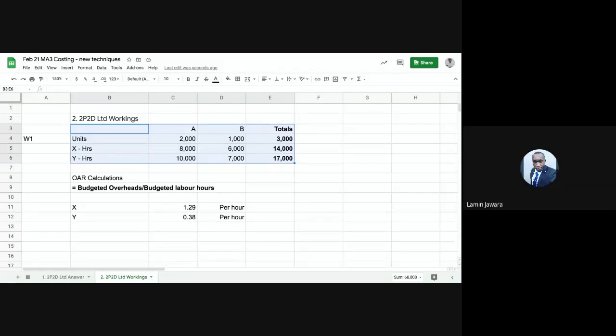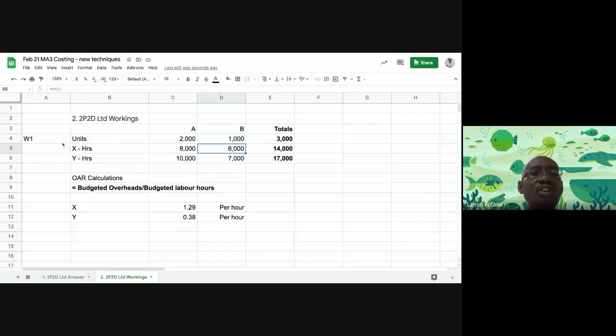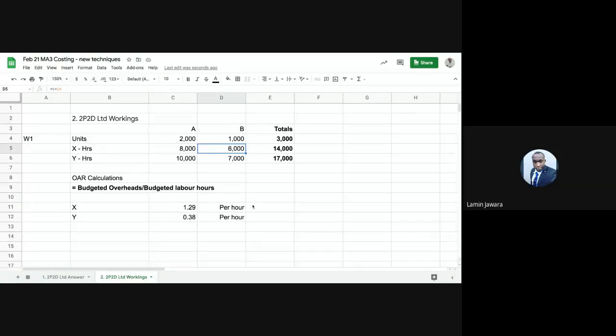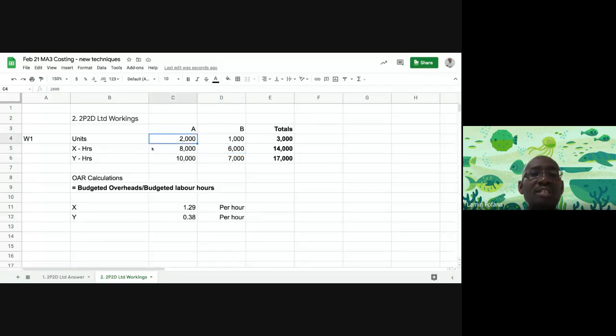Which one? Is this one? It's calculated on top here. Oh, that is 1,000 and the 2,000. Exactly. So the 2,000 is the unit for each of the product. The 2,000 is the unit for product A, and the 1,000 is the unit for product B.